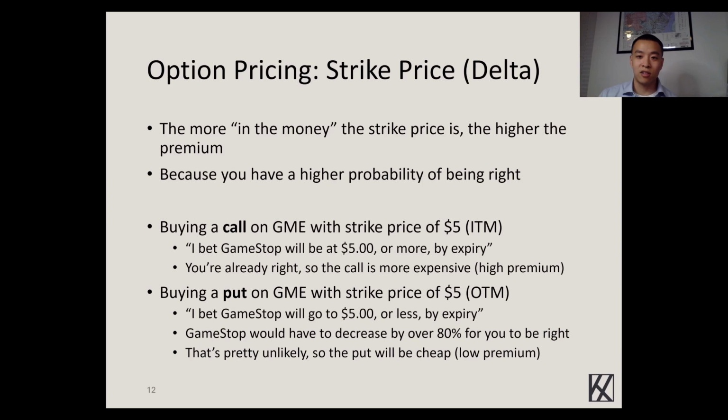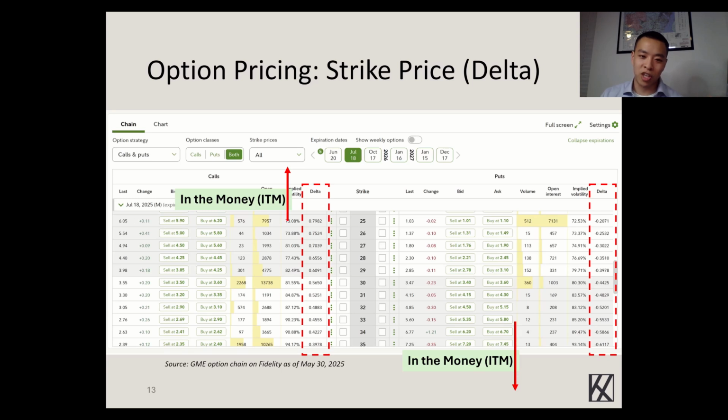So the first thing we're going to talk about, the strike price or delta of an option, pretty much says the more in the money the strike price is, the higher the premium, because you have a higher probability of being right. So real quick, looking back at this options chain, the strike price is that in the middle right there. The more in the money the strike price is, the more expensive the option. So for calls, in the money means the strike price is lower because you're already right. GameStop's already at 30. I'm buying at a strike price at 25. It means I'm already right. That means I have to pay a premium or a higher price if I'm already right.